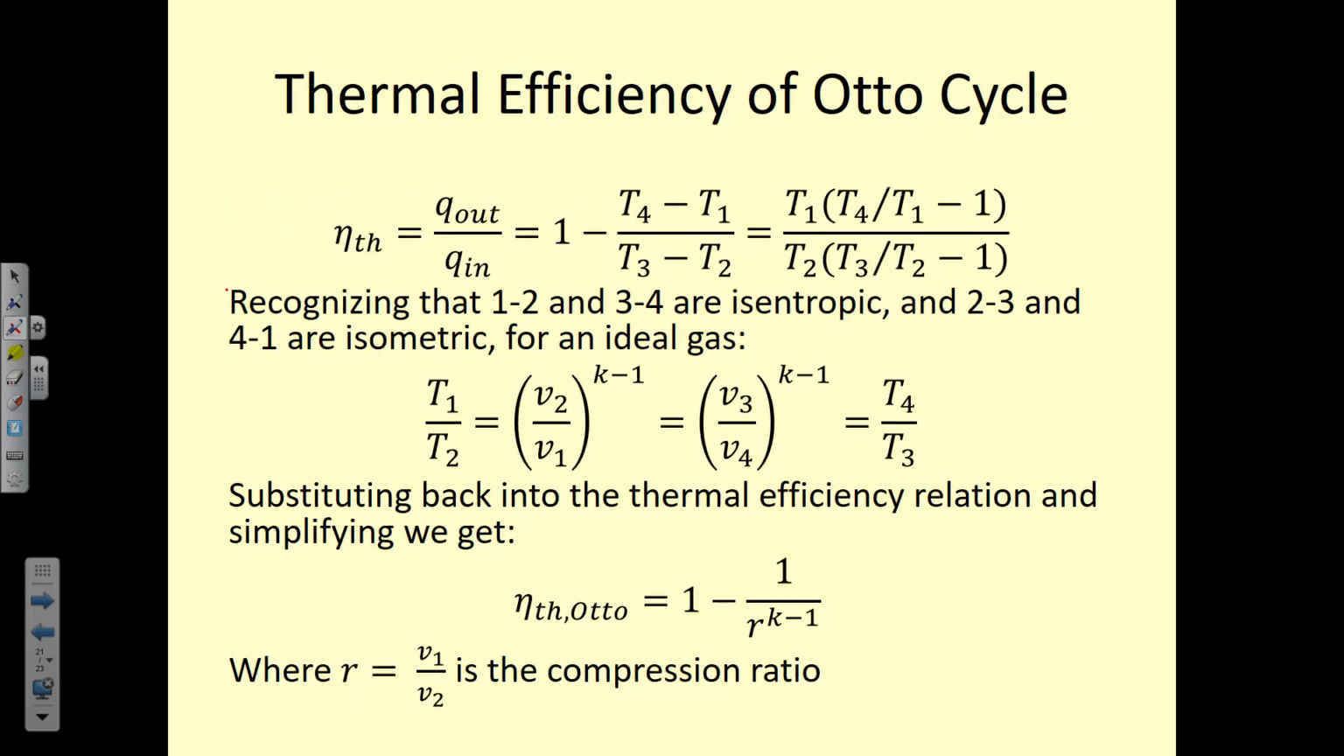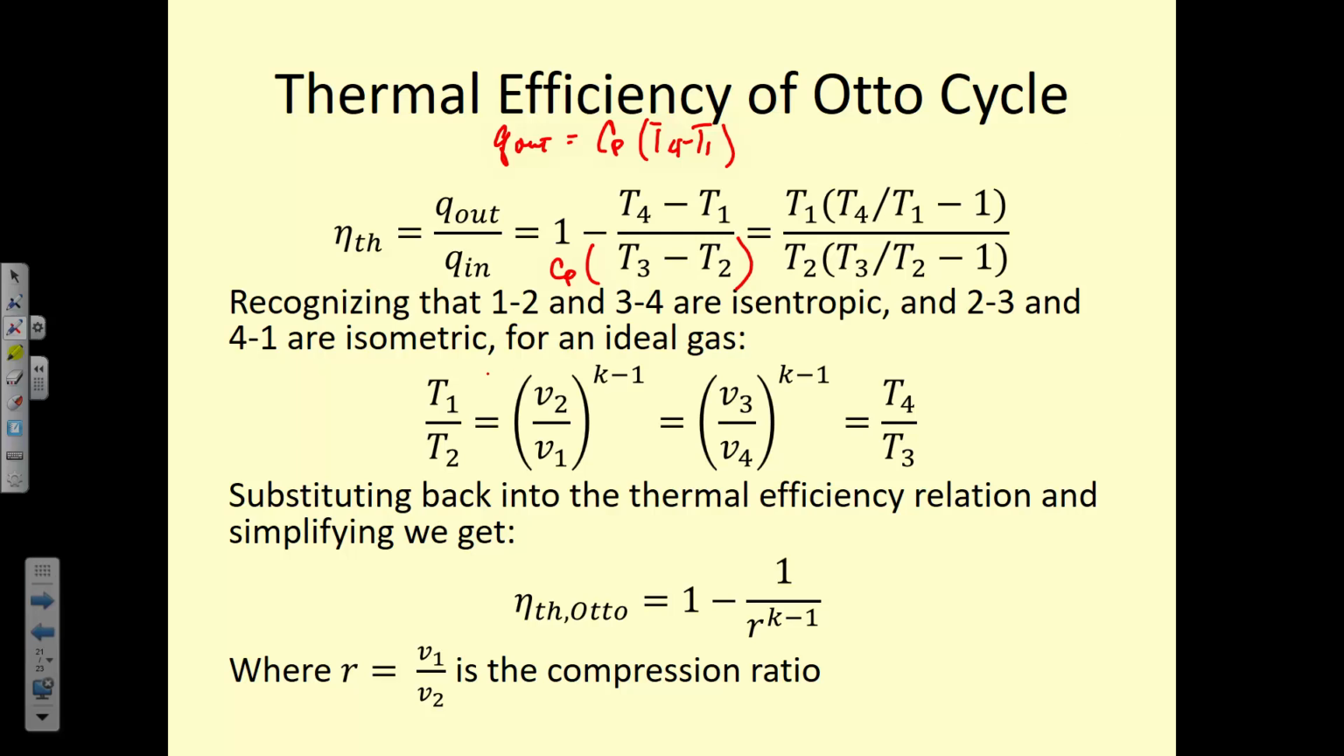Okay, so we can look at the thermal efficiency of the Otto cycle, where it's just Q out over Q in. And that's equal to 1 minus T4 minus T1 over T3 minus T2. So if we're assuming it's an ideal gas, we could write Q out is equal to C sub P times T4 minus T1. And Q in is equal to C sub V, or C sub P, times T3 minus T2. So the C's cancel out. We're just left with ratios of temperature.